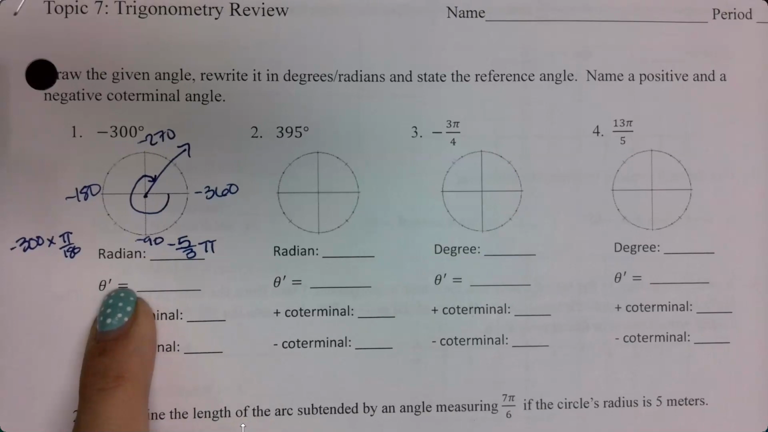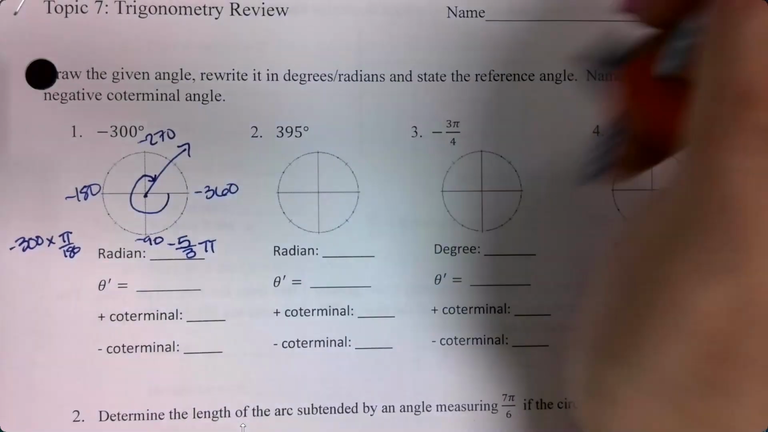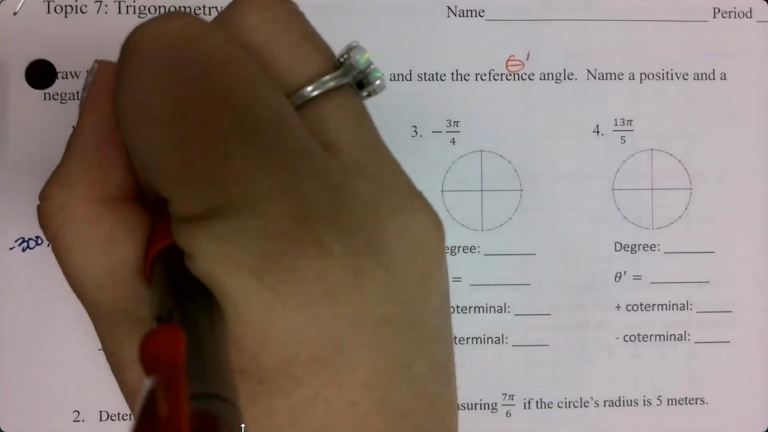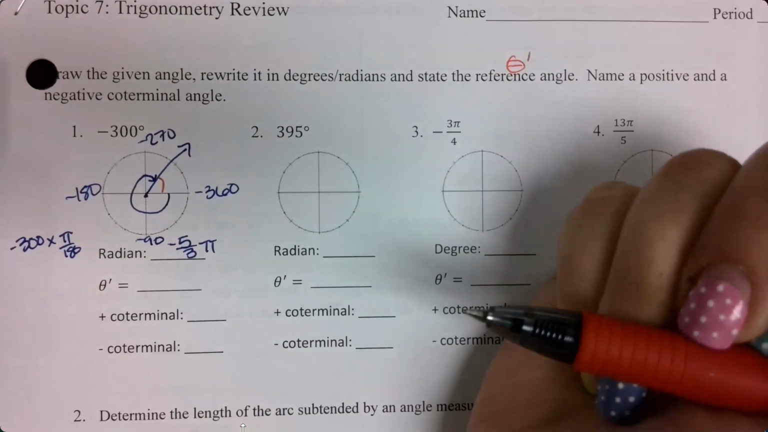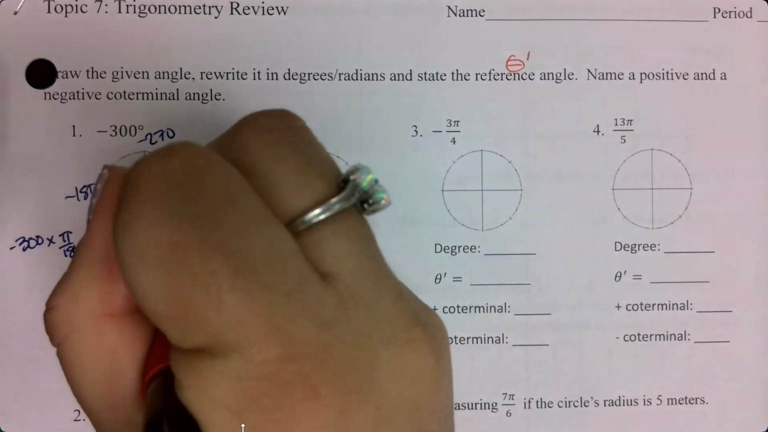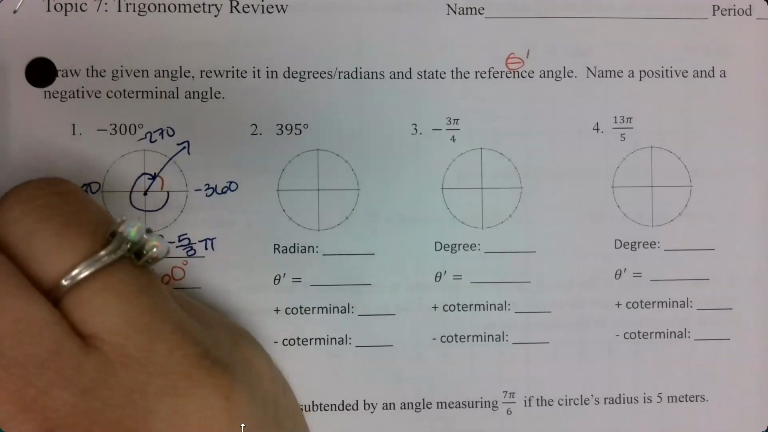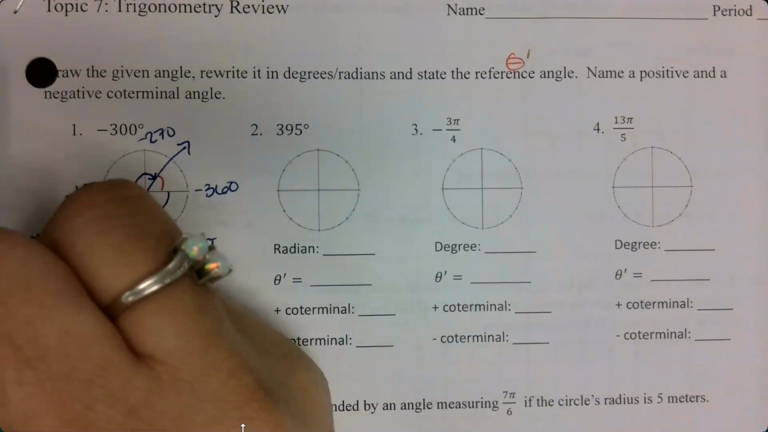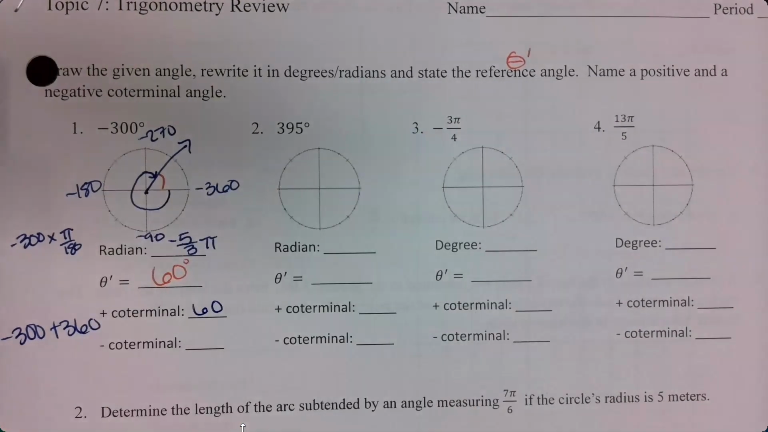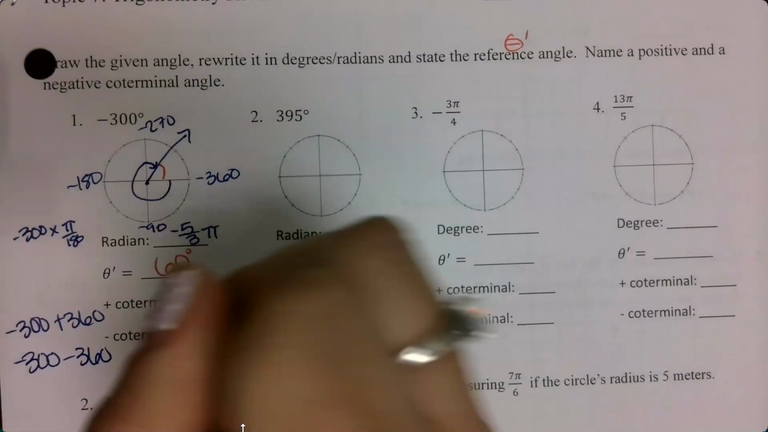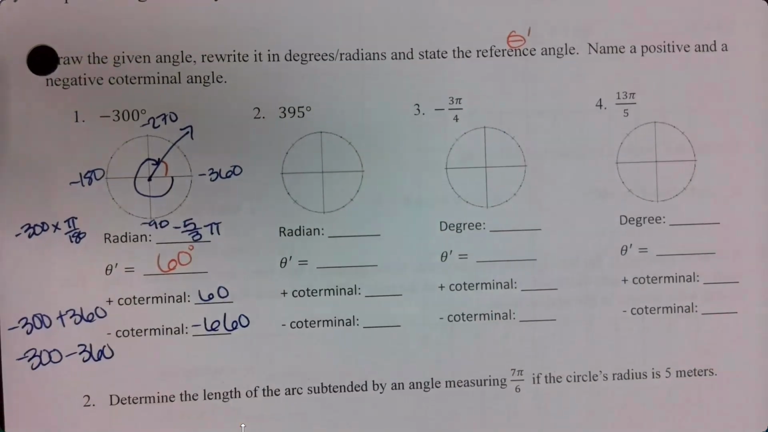This means I want to find my reference angle. So if I look at this line I just drew, my reference angle is measuring my distance from here to here. This is going to be 60 degrees because I can just add 360 to that. A coterminal angle that is positive, I want to add negative 300 to 360. It's going to get me just positive 60. And then a negative coterminal angle, I'm going to do negative 300 minus 360, which gets me negative 660.